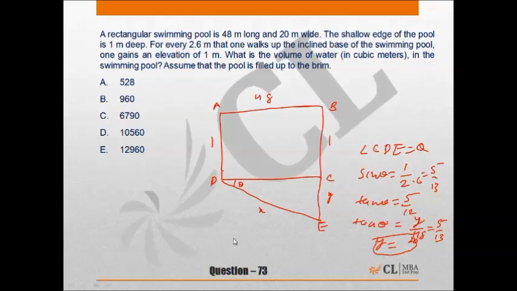Volume of the pool will be area of the cross section into width of the pool. Area of the cross section is 1 by 2 into 48 into 20 plus 48 into 1, and the width of the pool is 20. This comes out to be 10,560 cubic meters. This is option D.